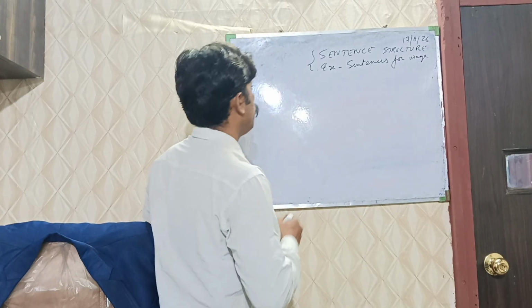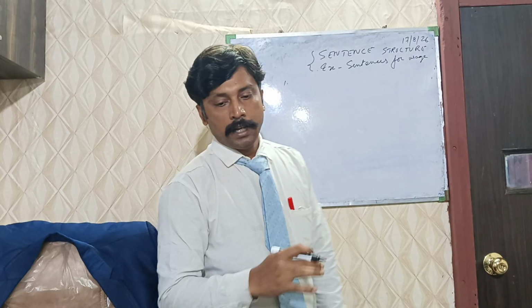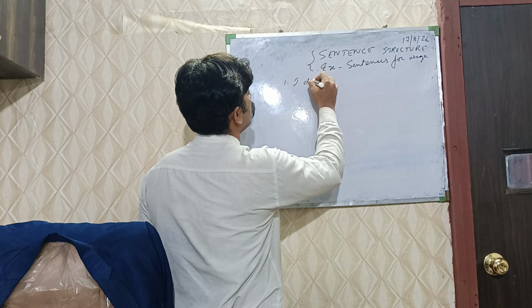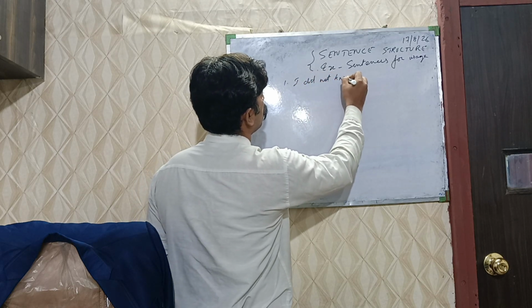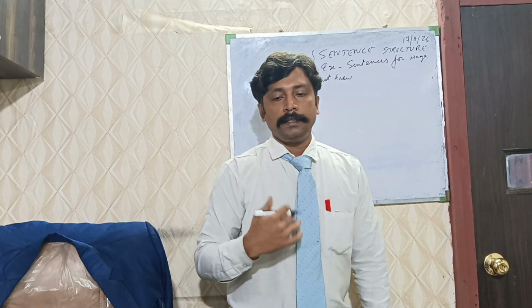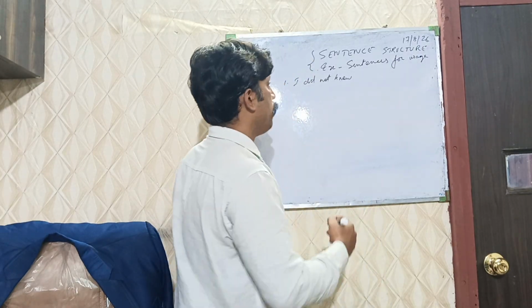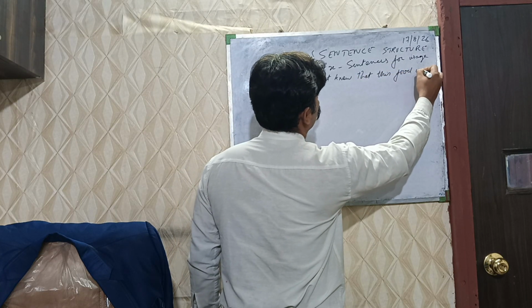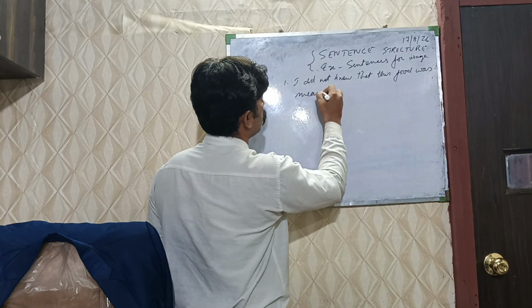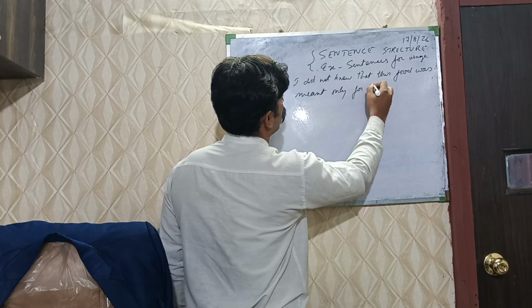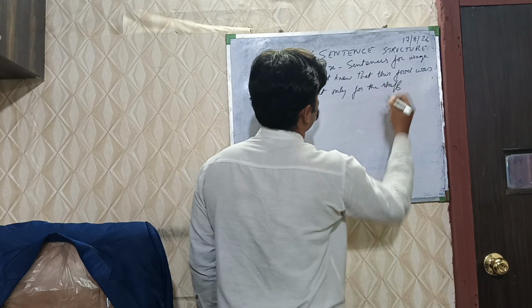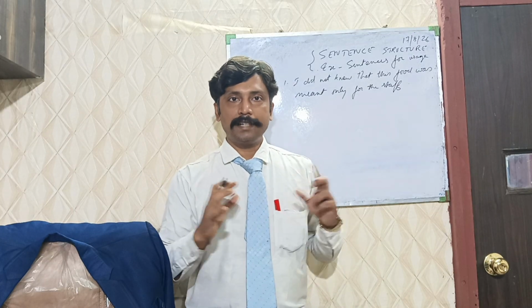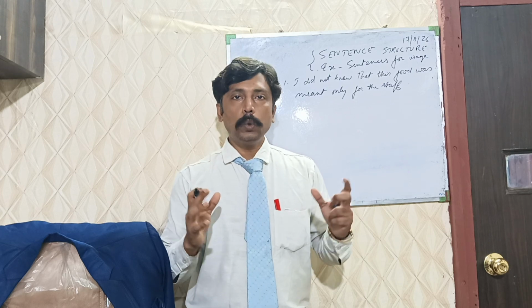So if I give you one sentence over here, number one, a sentence like: I did not know, this is one part. Then, that this food was meant only for the staff. Okay, so as you know, by the size of the sentence you can see that it is a big sentence, right? It is having two clauses over here.